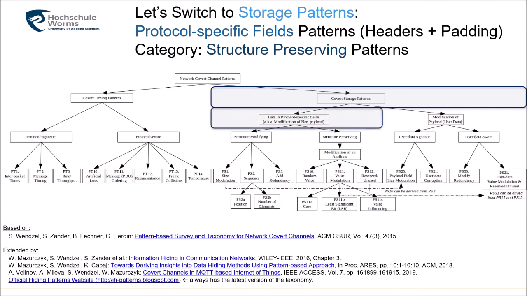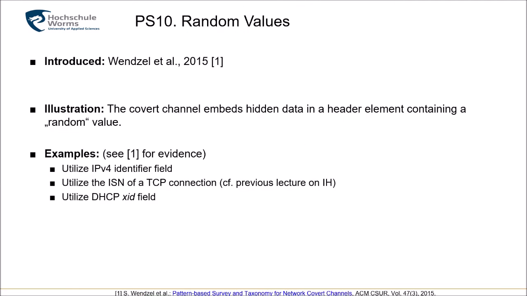Okay, let's look at the structure preserving storage channel patterns, where we again have 3 patterns. The first one is random value. This is a pretty simple pattern. You have some header field with a random or pseudo-random value, and you just overwrite it with your encrypted secret value. Not necessarily encrypted, but it should look somehow random to not look too suspicious. For instance, you could overwrite the IP version 4 identifier field or the initial sequence number of TCP or the DHCP XID field.